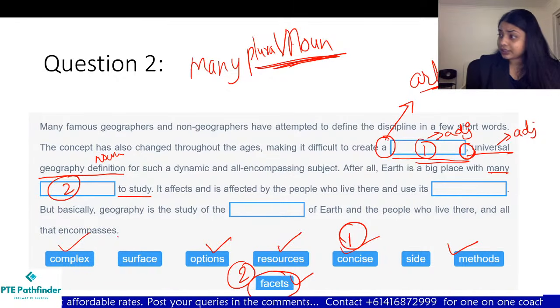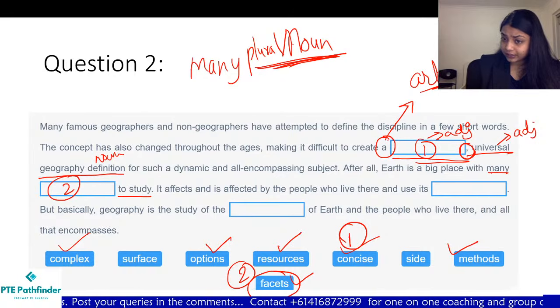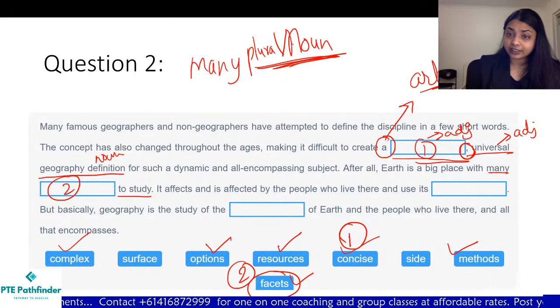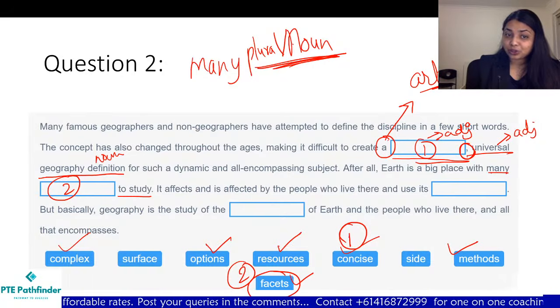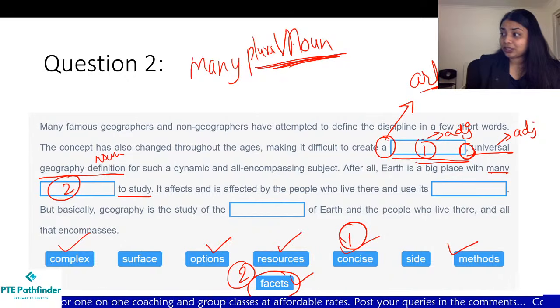Not resources, not surface. You have to always look at the meaning of the sentences, whether the word that you're selecting is giving us the correct meaning of the sentence or not. Think about that as well. And Mohammed, make sure you remember the grammar rule. After many, we always use the noun in the plural form. So that's why it won't be surface. Good work, Chetan. Good work.